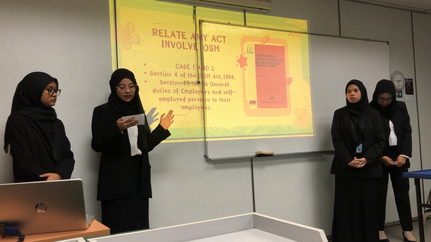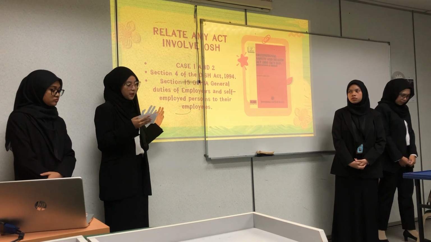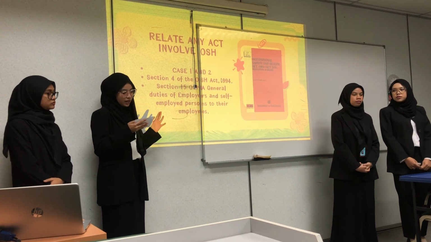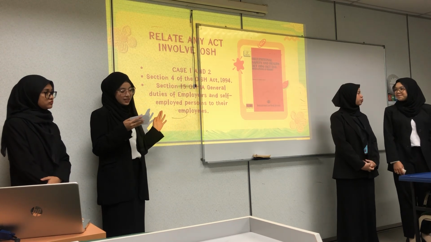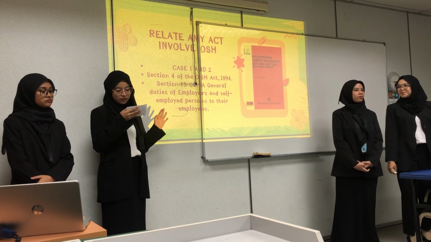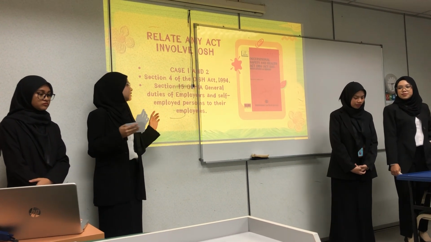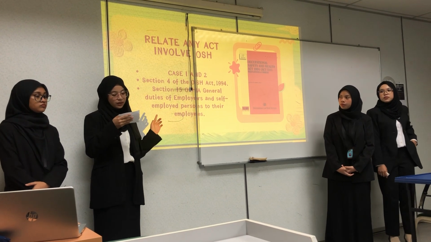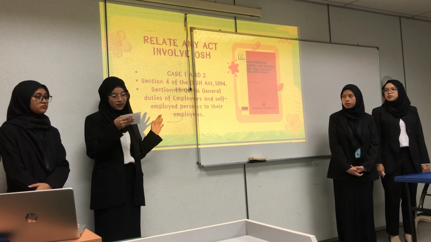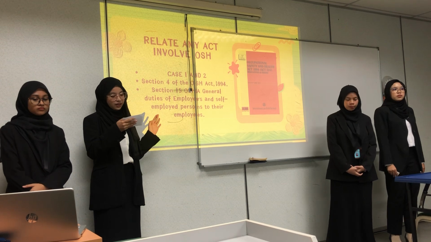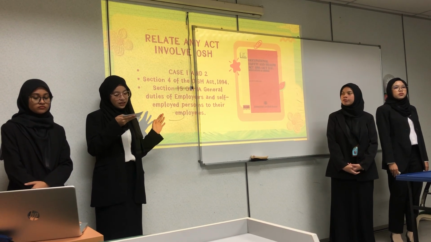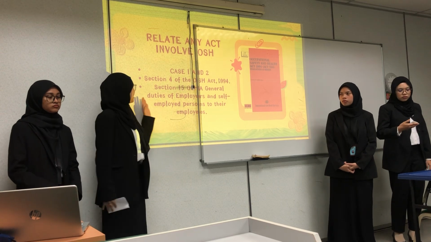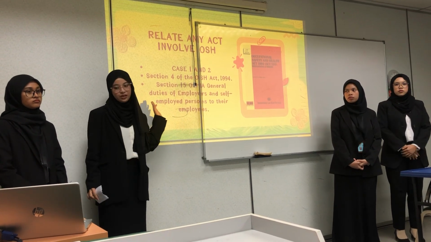D. Any place of work under the control of the employer or self-employed person, and the maintenance of it, must be safe and without risk to health, and the means of access and egress from it are safe and without such risk. And lastly, E. The provision and maintenance of a working environment for his employees that is practically safe, without risk to health and adequate in regards to the facilities for their welfare at work. So those are the sections that we can take for case 1 and 2.